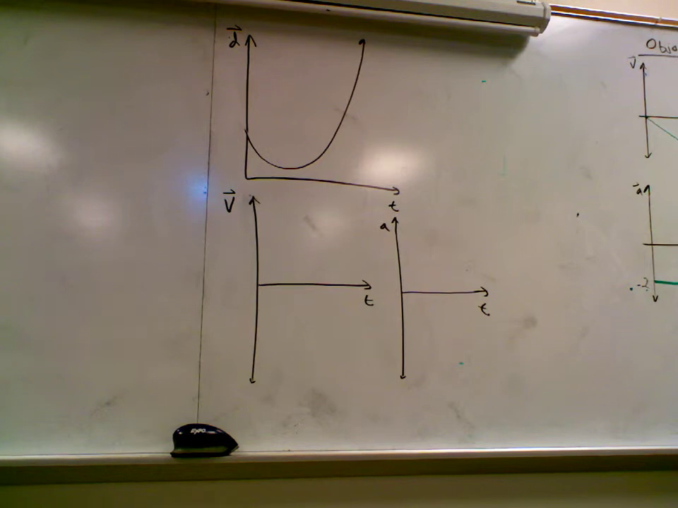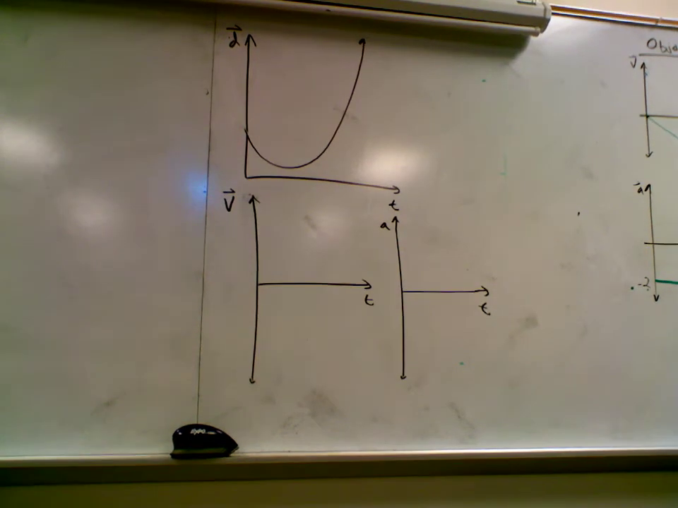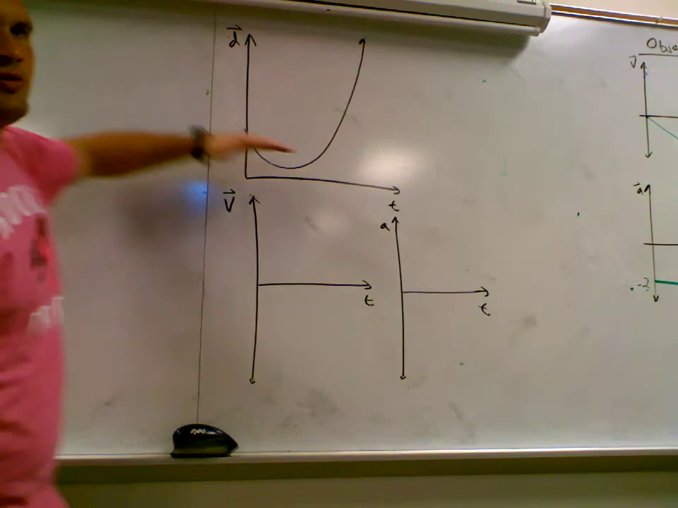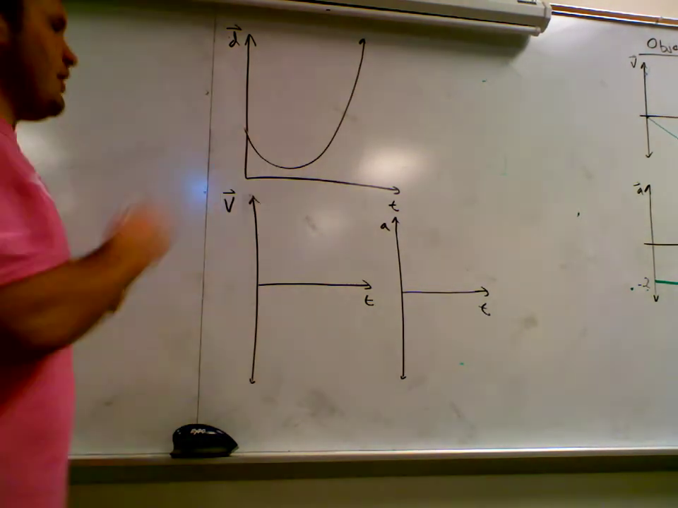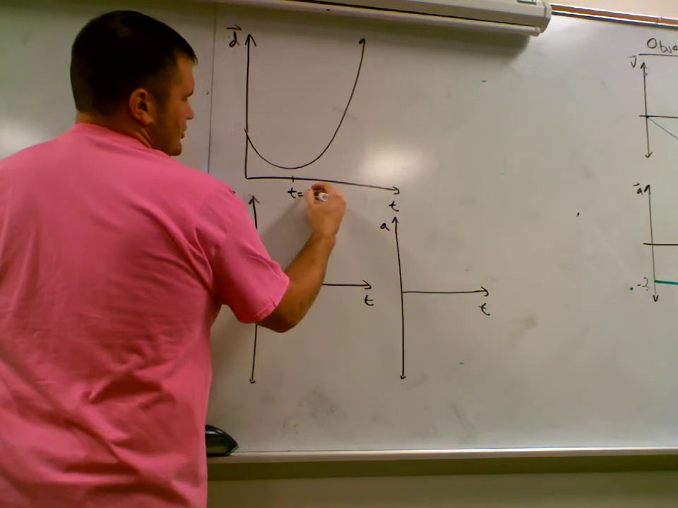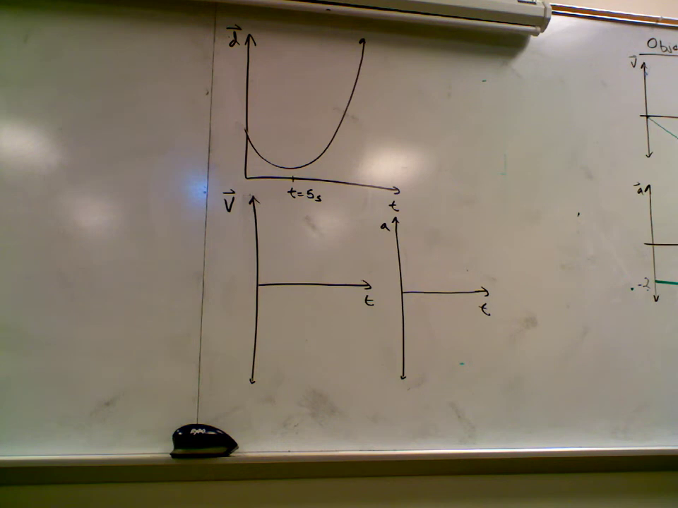Alright, so here we have a position versus time graph. Now, the difference between this one and the ones we looked at before is this one changes the direction of the slope midway through. Okay? Now let's say that this occurs at t equals 5 seconds. Maybe I should have had that on there earlier, but that's alright.